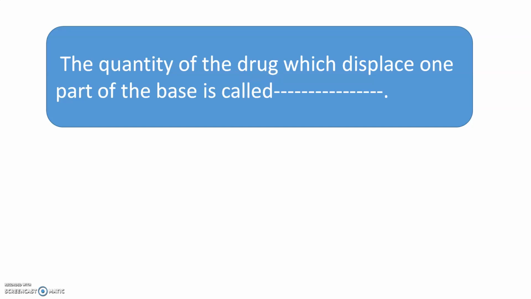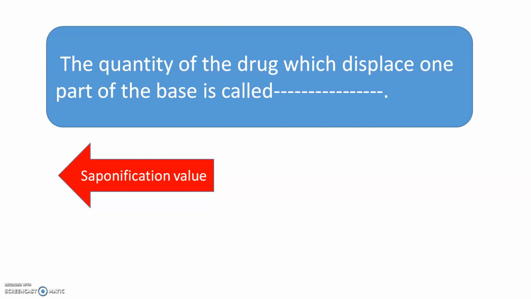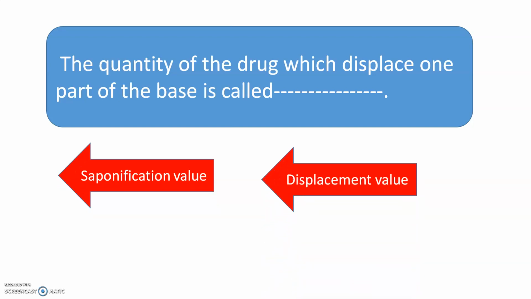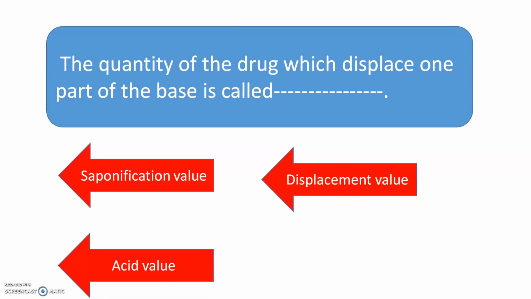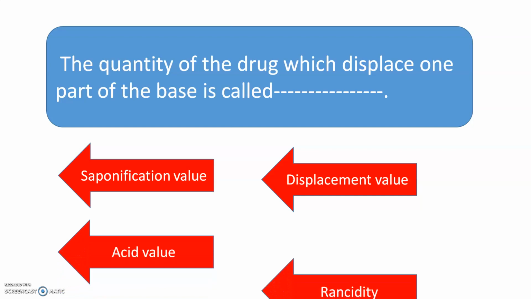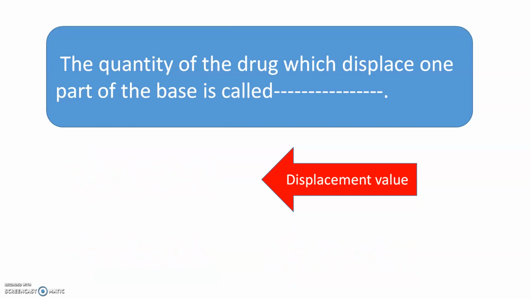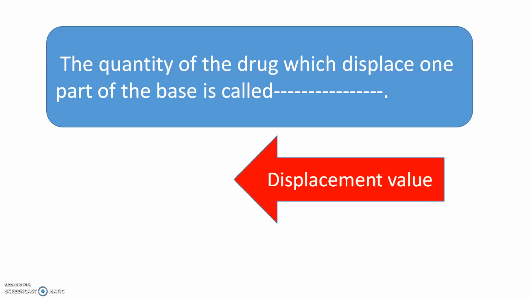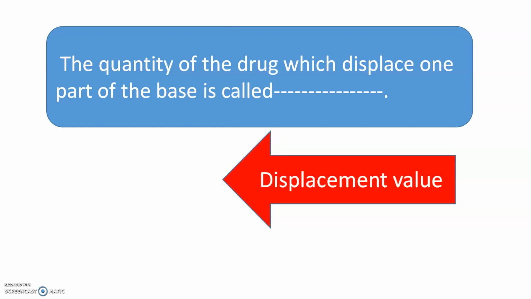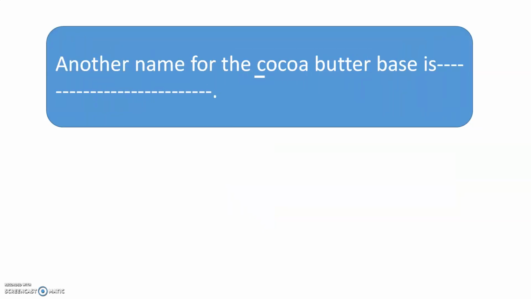The quantity of the drug which displaces one part of the base is called as, and the options are saponification value of the drug, displacement value of the drug, acid value of the drug, or rancidity. And the correct option is displacement value of the drug. This is very important when you are preparing suppositories, to have uniformity in the size, shape, and weight. The displacement value of the suppository is important.